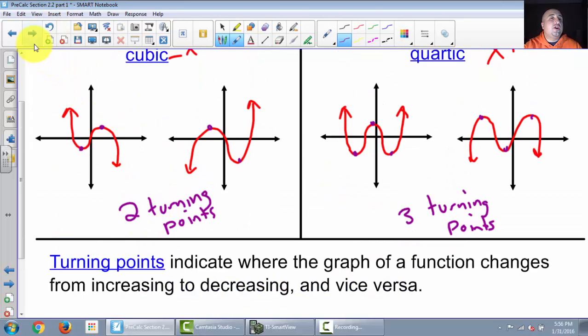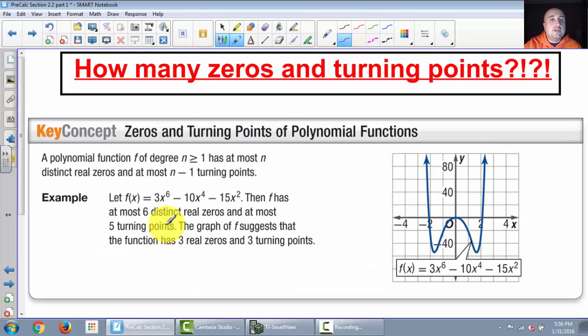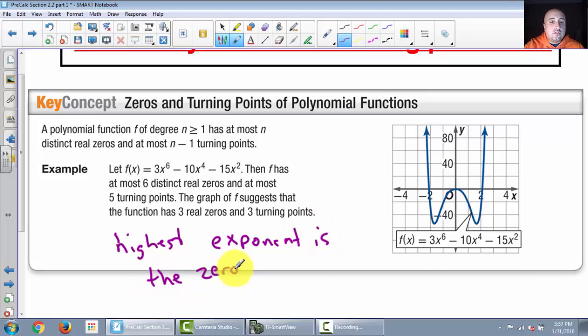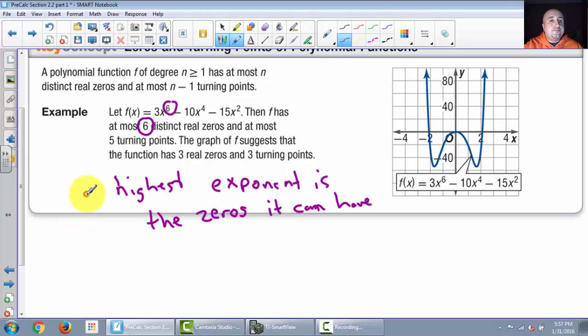And notice how many, oh, we'll talk about x-intercepts later. All right, so zeros and turning points of polynomial functions. A polynomial function f of degree n greater than 1, okay, so this one is actually x to the 6th, has at most n zeros, so whatever the highest exponent is the most zeros it can have. So this one is a degree 6, so the most it can have is 6 distinct real zeros.